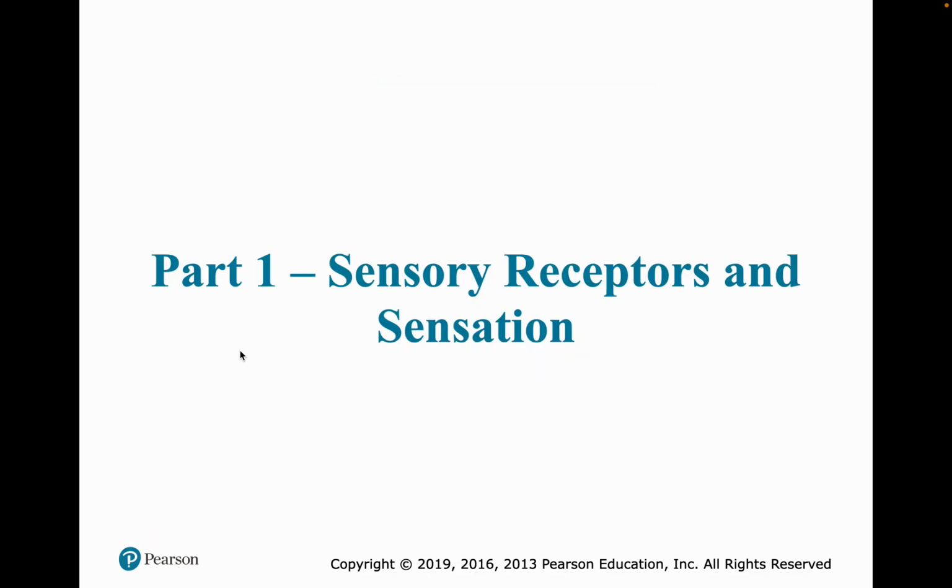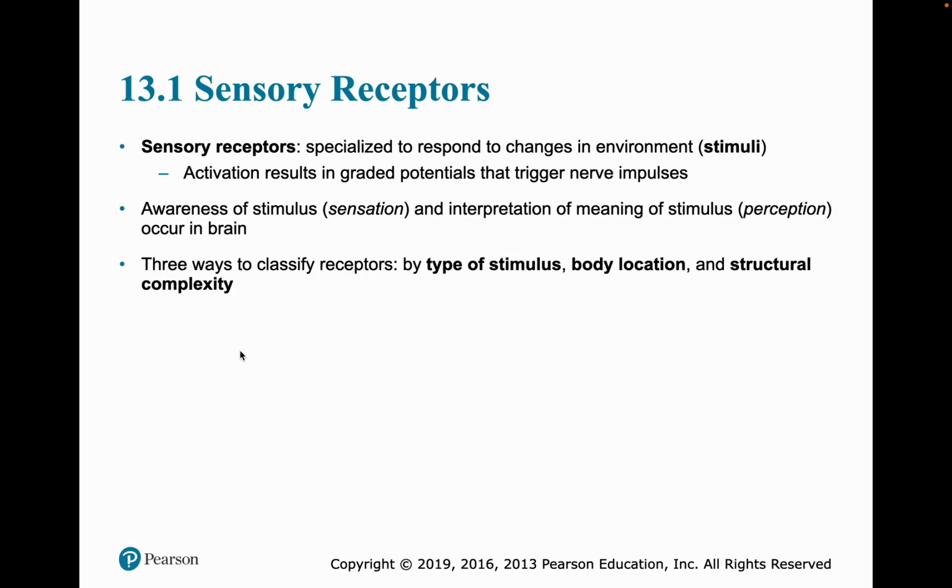So let's start with the sensory receptors and sensation. Sensory receptors are specialized to respond to changes in the environment. We call those stimuli. And that activation results in graded potentials that trigger nerve impulses. Awareness of the stimulus is what we're going to call sensation, and interpretation of the meaning of the stimulus we'll call perception. Both occur within the brain.